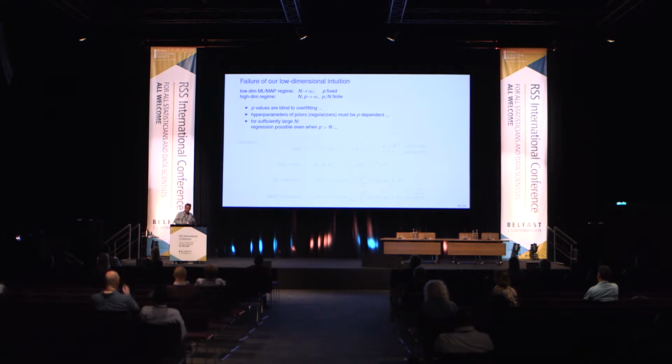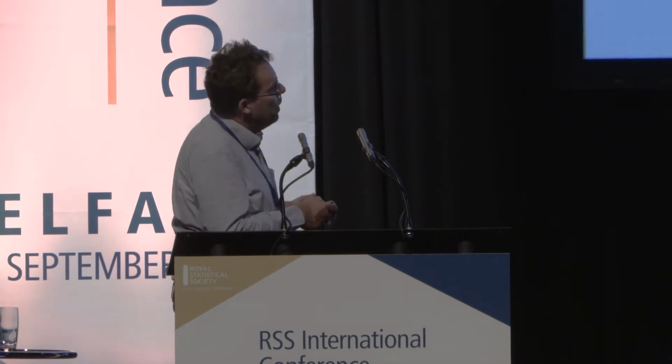Now, some things we already know, and that is that standard p-values in Cox regression are blind to overfitting. They're not meant to report on this. They just report on the noise. But some other things are less obvious. First of all, that hyperparameters of priors, in fact, should be p-dependent, and I will show you why in a few slides. And this is not what people tend to do.